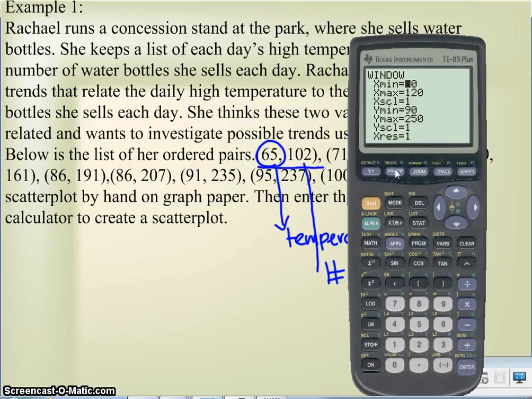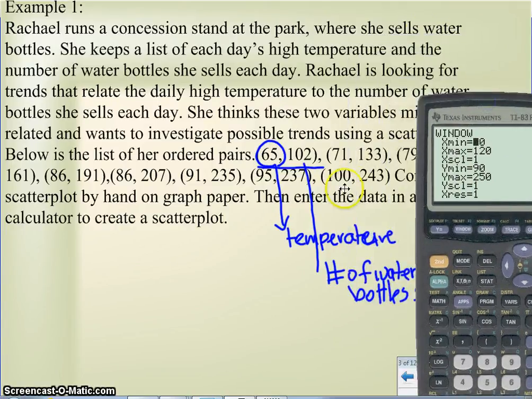Now your window, that's just this particular window right here. It wants to know, where do you want your X and Y values? Where do you want me to focus on this potentially huge graph? So what we're going to do is, you notice the lowest X term is 65, so I'm going to put 50. I want to go a little bit below my lowest number. My highest X number was 100, so I'm going to go to 120 for my X maximum. I'm going to leave the scale at 1 for right now.